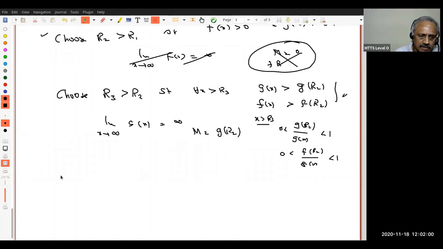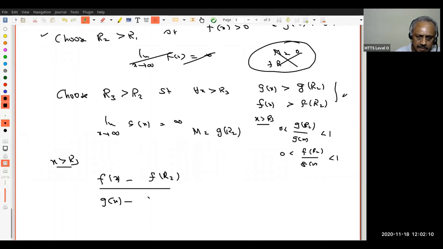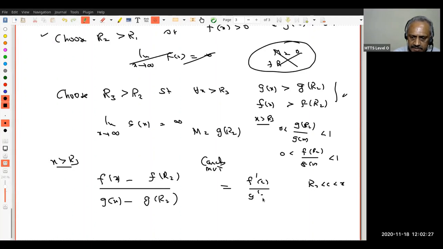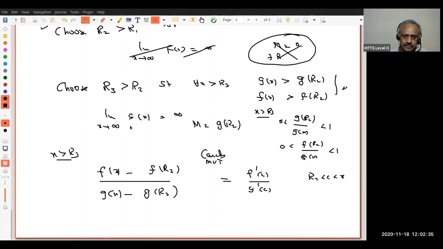Now, let's look at f of x for x greater than R3. Let f of x minus f of R2 by g of x minus g of R2. Now by Cauchy's mean value theorem, I know there exists c so that R2 is less than c less than x, so that this is going to be f dash c by g dash c. You see that we got everything. In place of R, I had R2 now. Is it okay now?